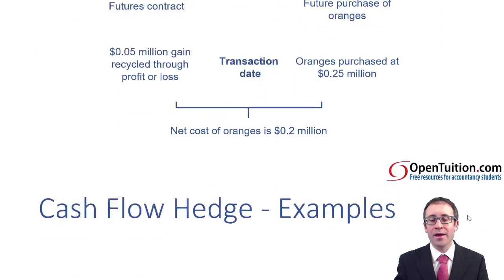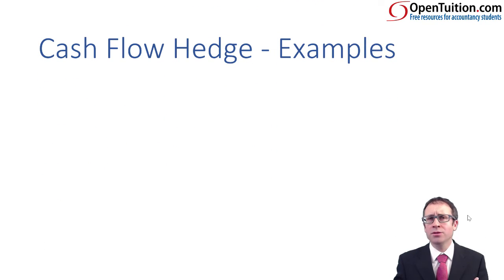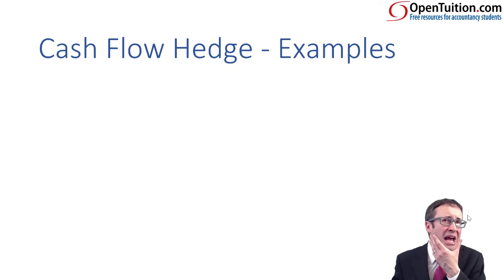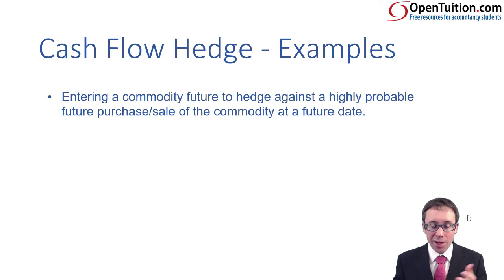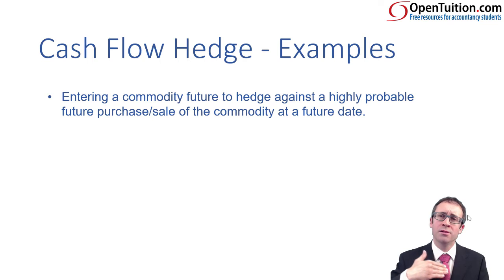Okay, excellent. In terms of the scenarios that you're keeping an eye out for, I think these are listed within the standard as well. Cash flow hedge examples. Remember, you're looking to protect the highly probable future cash flow. So here you're entering a commodity future to hedge against a highly probable future purchase or sale of the commodity at a future date. So here the commodity was oranges.